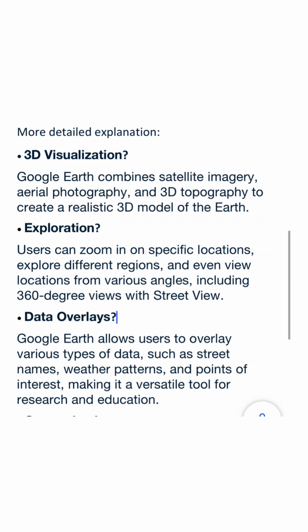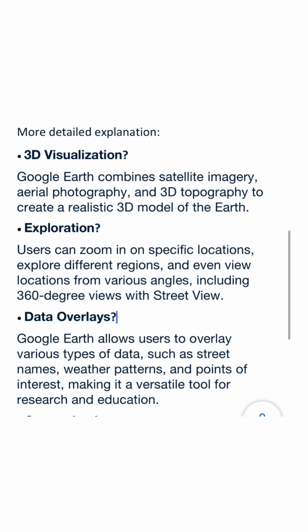Then users can zoom in on specific locations, explore different regions, and even view locations from various angles, including 360-degree views with street view. For example, you can just revolve around the earth and look at everything in a very great way. And it is very simple. I will explain in the coming videos how it can be used.